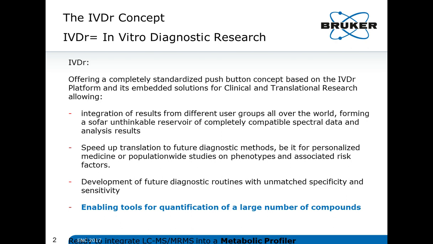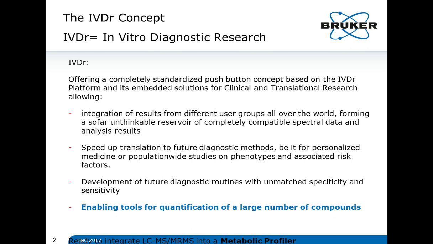The big advantage of this concept and the platform is that we can integrate results from different users all over the world. Of course, that creates a big data pool that can be used for much better statistical analysis, using data from all over the world. And this is due to the very good reproducibility of NMR and also the transferability of NMR.